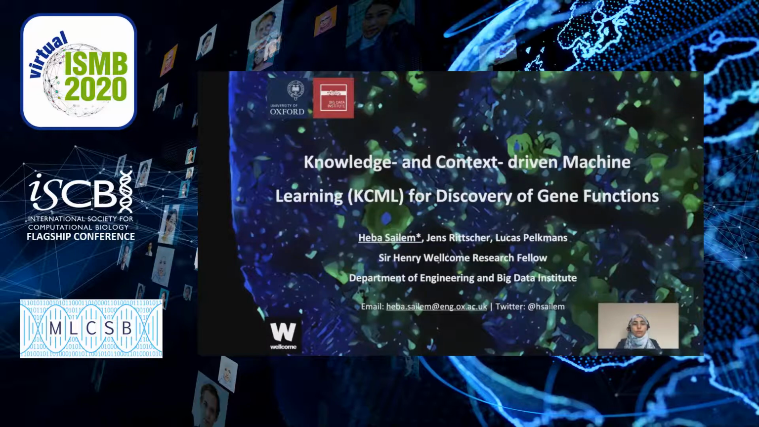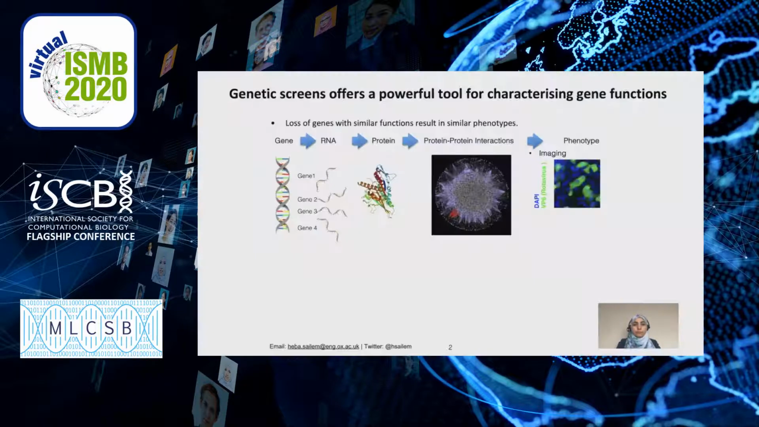I will talk about knowledge and context-driven machine learning for analyzing large-scale genetic screens. Genetic screens offer a powerful tool for characterizing gene functions. So we can use gene perturbation in order to see how it affects the cellular phenotypes.